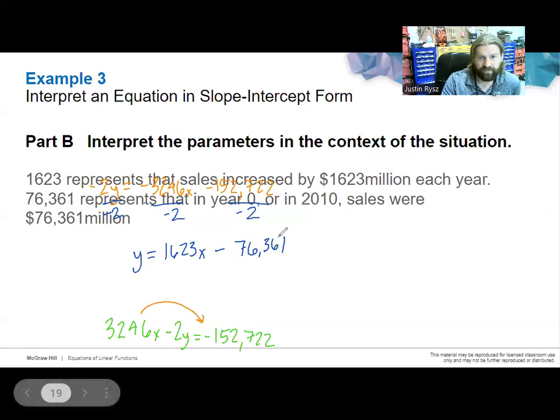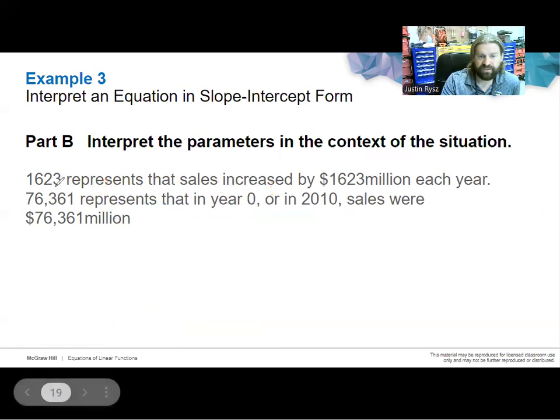Yep, there we go. So do we got the same thing? Oh yeah, let me clear out my drawings here so you guys can see. So that 1623 represents the sales increase per year, so 1623 million each year. And that represents the year 0, so the sales were that much at year 0. Wait, oh, we divided by negative, so it should have been a positive. That's right, I was thinking it was an initial loss.